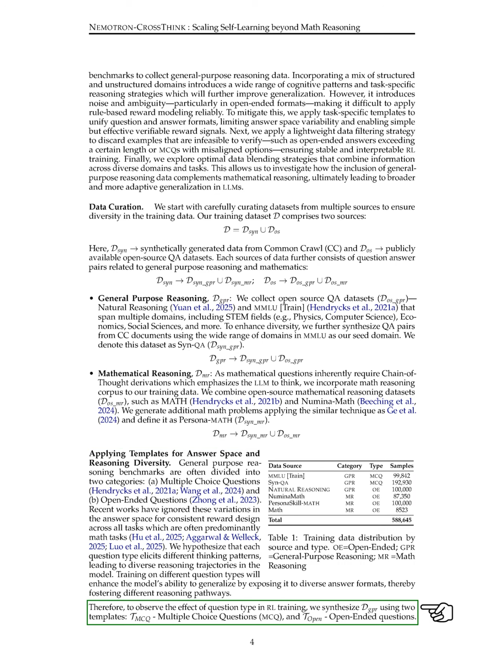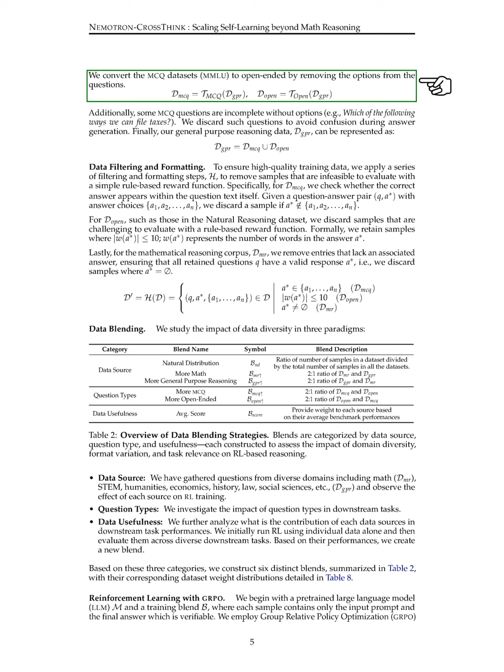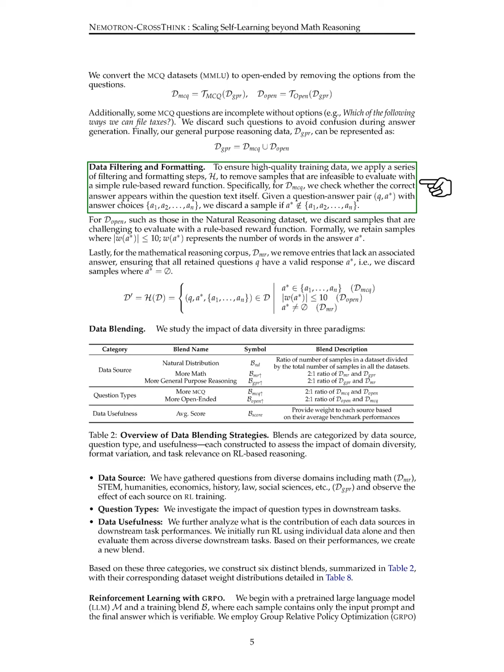Therefore, we synthesize our general-purpose reasoning dataset using two templates, one for multiple-choice questions and another for open-ended questions. We convert multiple-choice datasets to open-ended by removing the answer options, and we discard incomplete questions to avoid confusion. To ensure high-quality training data, we apply filtering and formatting steps to eliminate samples that are difficult to evaluate with a simple rule-based reward function.